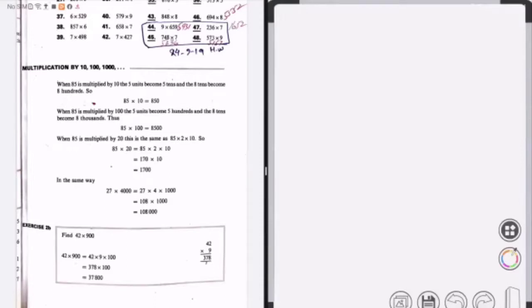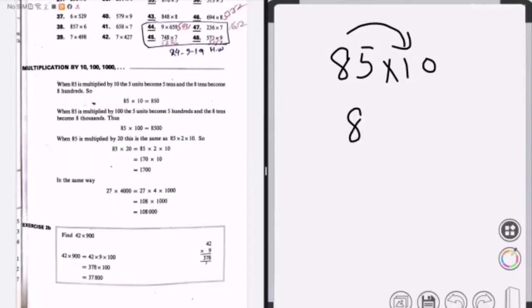When you multiply anything like 85 multiplied by 10, just multiply this 85 by 1, so it will become 85. And how many 0 are there? 1 0, so write 1 0. So this will be the answer. 85 multiplied by 10, 850.